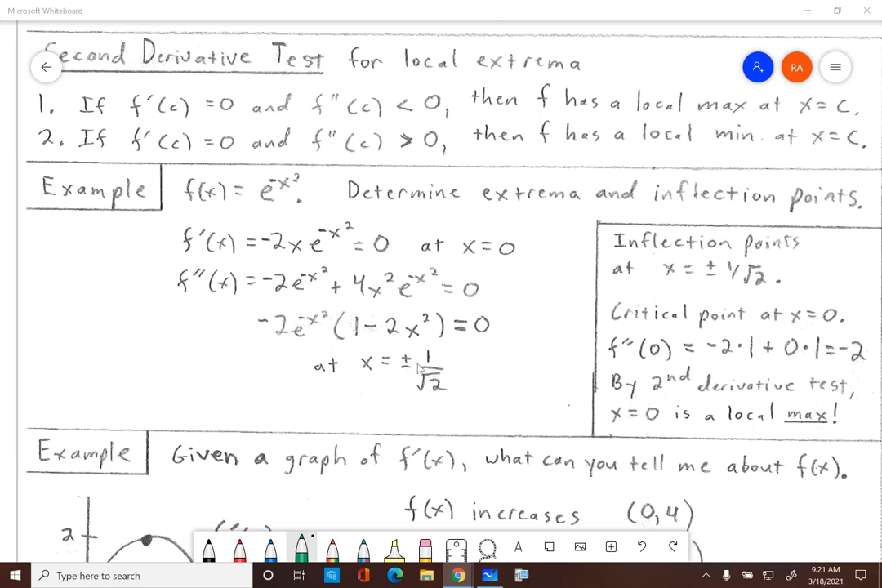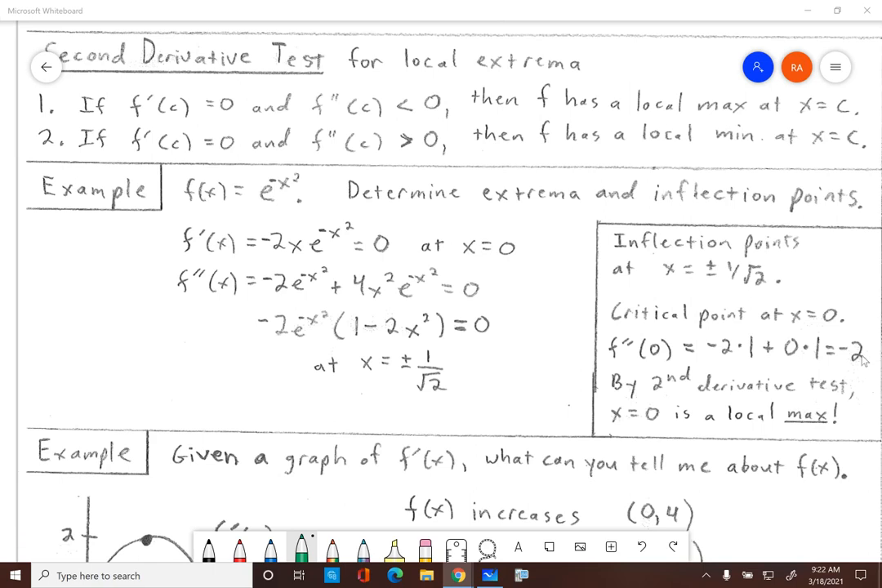So these are two places where the second derivative equals 0, so those are going to be my inflection points. Now what I also want to do is take this critical point, the point that made the first derivative equal to 0, and put that into the second derivative. If I do that, I'm going to get negative 2 times e to the 0 is 1, so negative 2 times 1, plus 4 times 0 times 1, so that's all 0. So I get negative 2 plus 0 is negative 2.